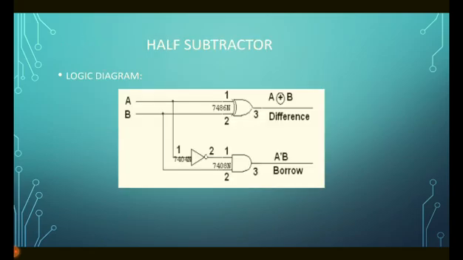And this is the logical diagram for half subtractor. Here we have totally 2 inputs and 2 outputs, and we have XOR gate, AND gate and NOT gate.